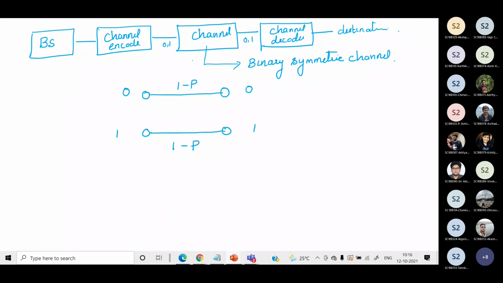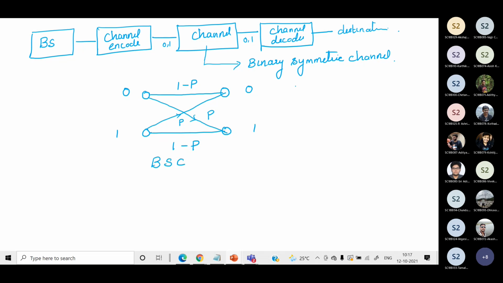If any error occurs, what happens? 0 will be converted to 1. The probability that 0 is converted to 1 is p. 1 converted to 0 is also p. This is called the probability of error, and this is the probability of correct receiving. This way of modeling the channel is called the binary symmetric channel. Is this clear?